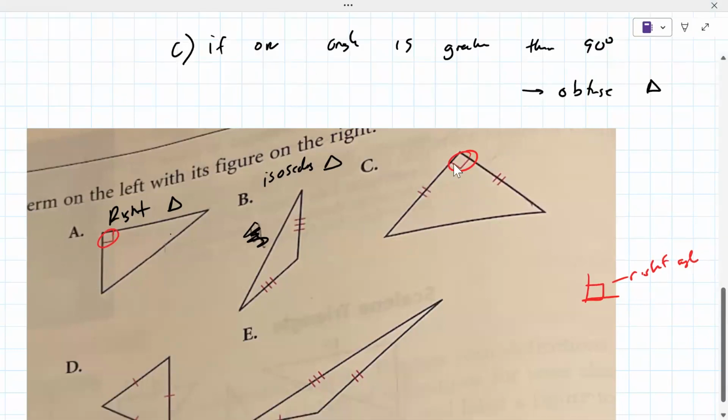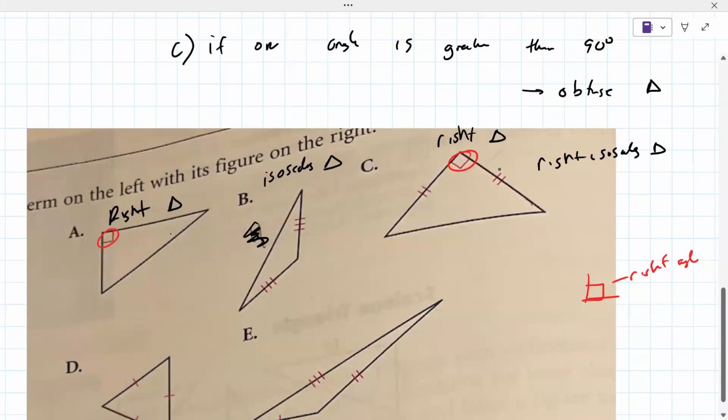But C has a 90-degree angle in it. You agree with that? You see that there? So it's a right triangle, but maybe it's a bit more. What do I mean by that? Well, maybe it's right isosceles, because see how there are two sides that are congruent? So that makes this a right isosceles triangle. Is that okay? Cool.